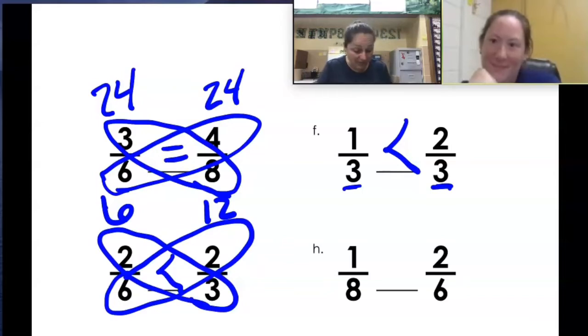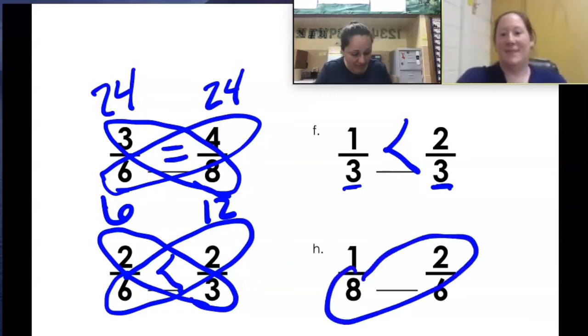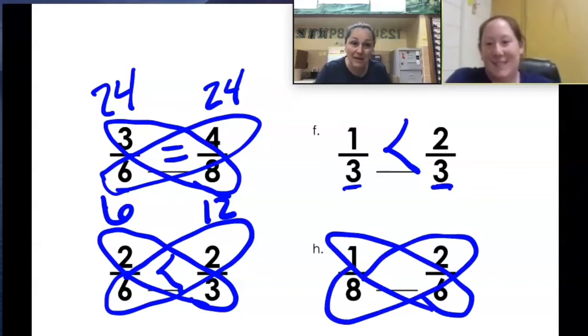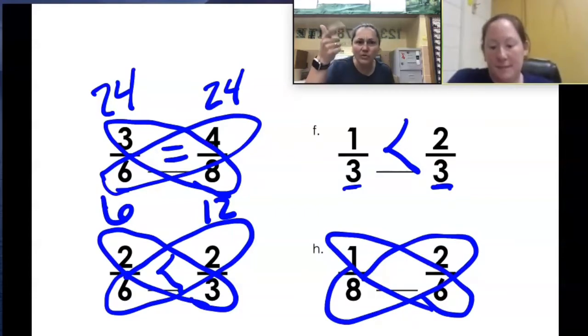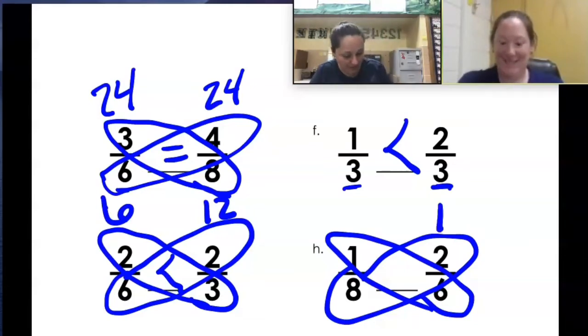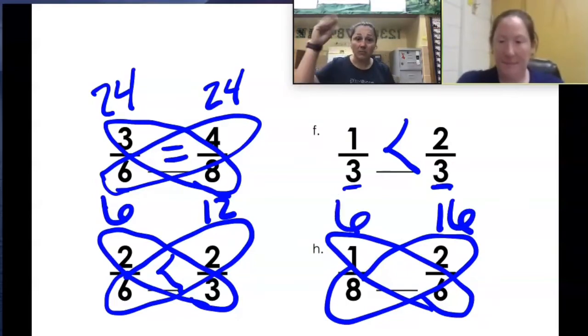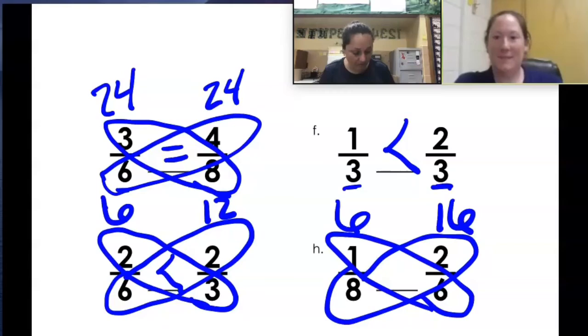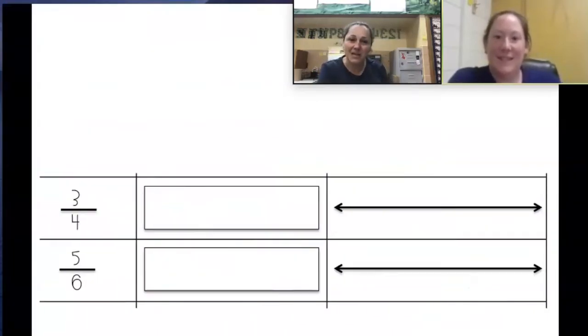Looking at 1/8 and 2/6. Cross multiply, butterfly. 2 times 8, 6 times 1, bottoms up. 8 times 2, let's see. 2, 4, 6, 8, 10, get my other hand up here, 12, 14, and 16. Whew, that was a close one. And 6 times 1 is, easy peasy, 6. Which one? You know it.